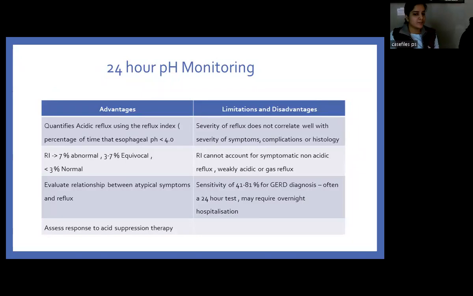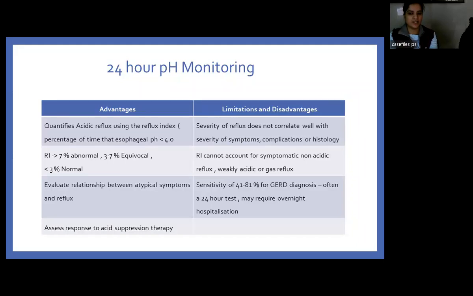24-hour pH monitoring helps to evaluate the relationship between atypical symptoms and the reflux. That is, if a patient is having atypical symptoms at the same time, if the pH is low, then we can correlate that this is because of the reflux rather than any other disease. It can also assess the response to the acid suppression therapy.